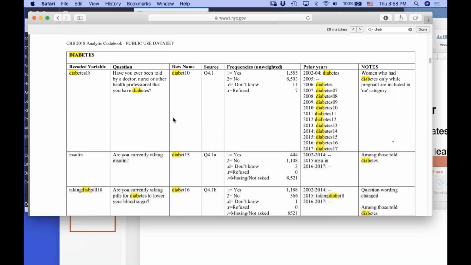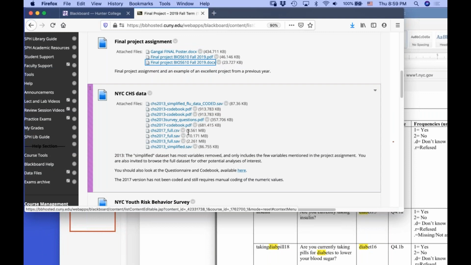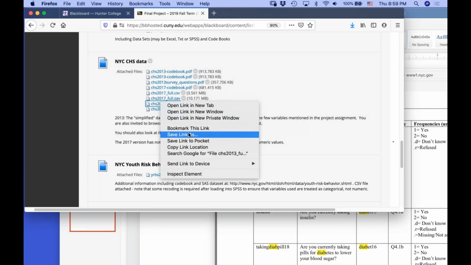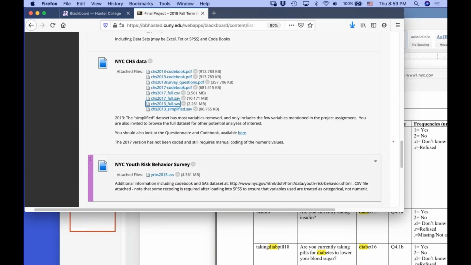Okay, now I am going to go to a data set that we've already downloaded. Full data set. Let me see, I got a few of them here. I want to get the full one. Yeah, why not? I'll get the full one. I can't help myself, I talk to myself a lot. Desktop. Okay, I'm going to save this on my desktop.